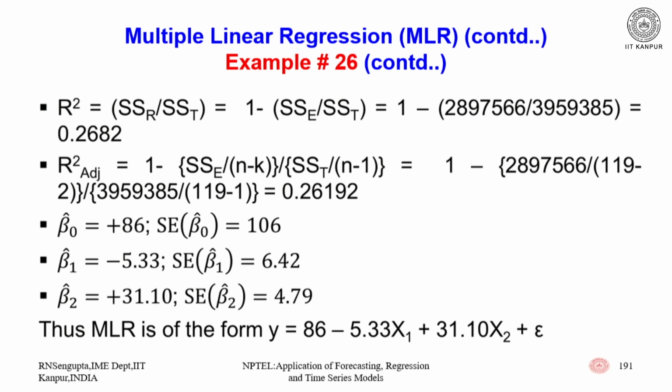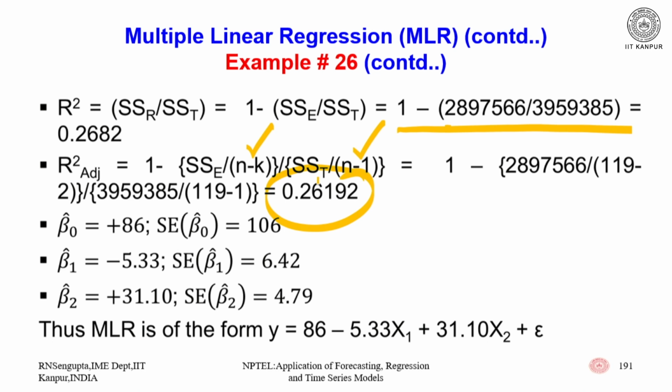Now, here is what the values are. If I use R square, the value which I put from the table for R square comes out to be 1 minus this value, that comes out to be about 0.2682, and R square adjusted, corresponding to the fact that you have n minus k and n minus 1, that value comes out to be 0.26192.